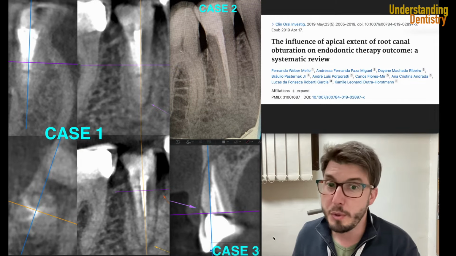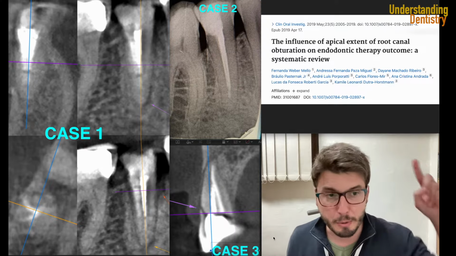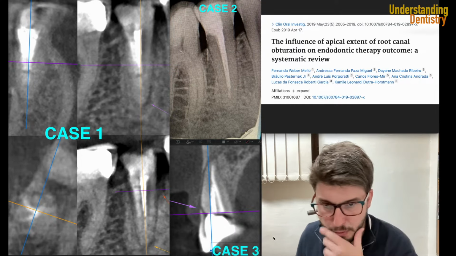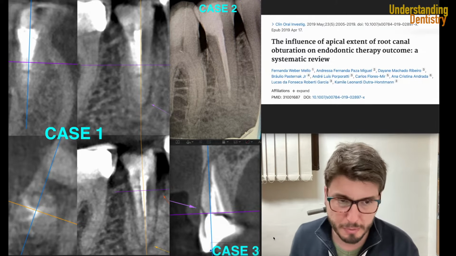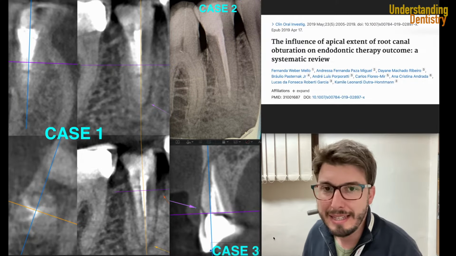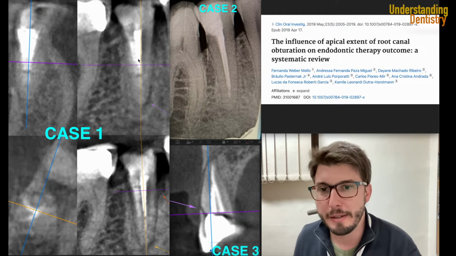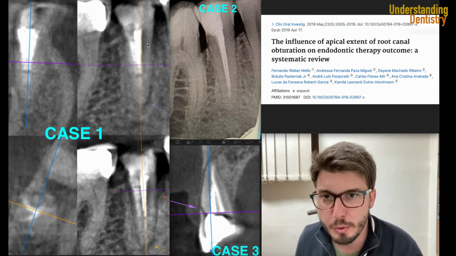So why do those things happen? And here I'm recommending a very nice reference for you guys as well. Then we have three cases for us to understand this situation because they are different. So let's start with case one. And again, we have here an underextended root canal treatment.